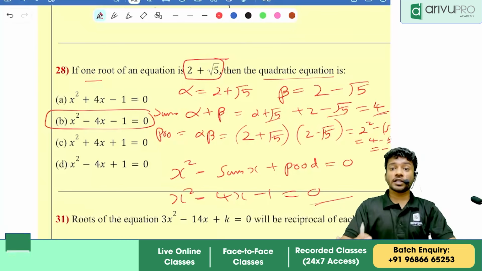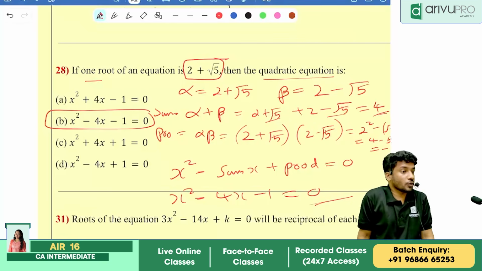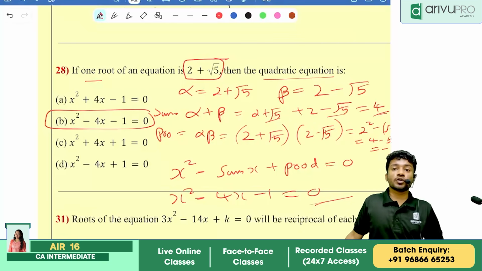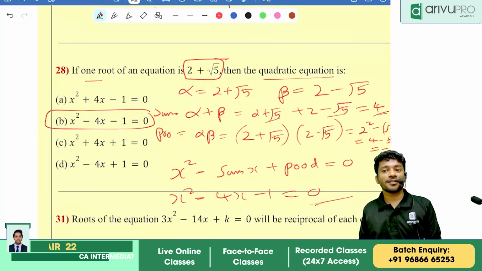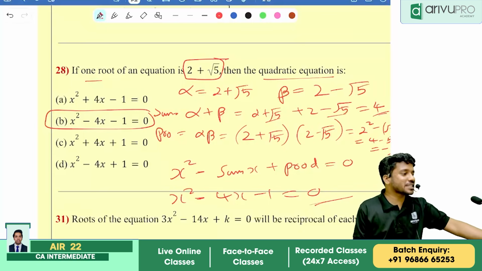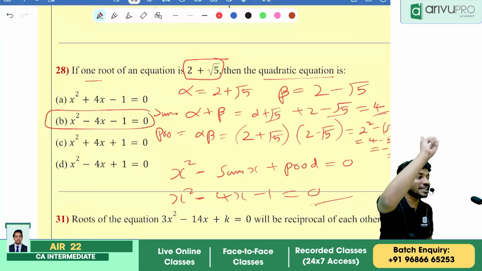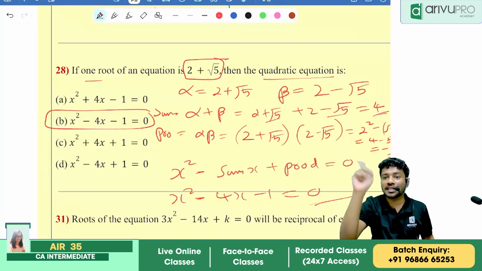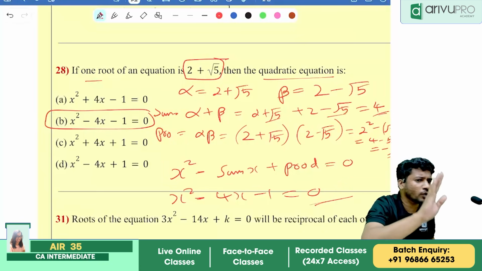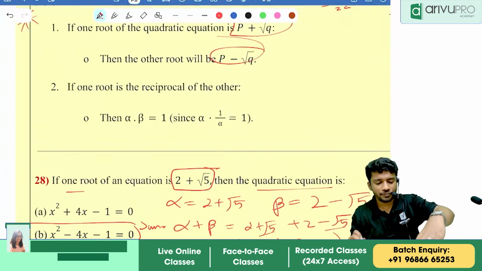What if one root is 3 plus root 6? The other root will be 3 minus root 6. What if one root is root 2 plus 5? The other root will be 5 minus root 2. The sign in front of the irrational term only will change. The sign in front of the root sign only will change. The sign in front of 2 or 3 or 4 will not change. Remember that.